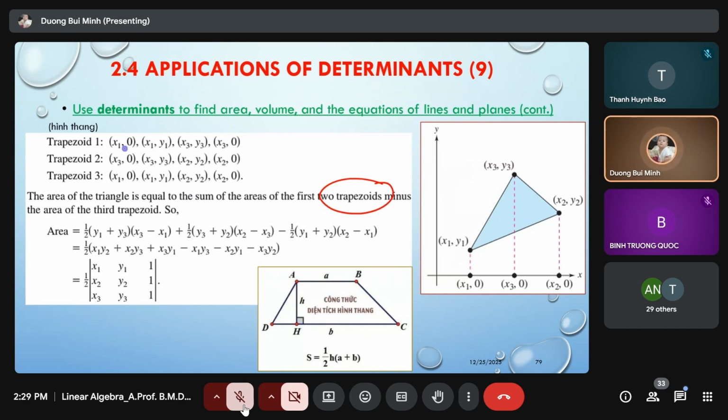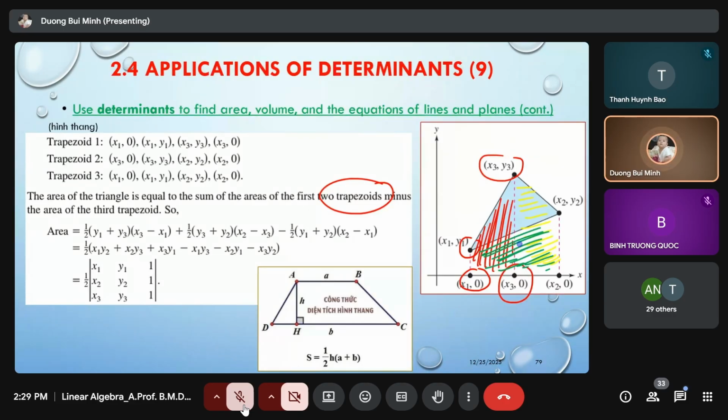We have trapezoid 1: x1, x1, 0 here. Then x1, s1, y1, x3, and then x3, 0. You get this one. Trapezoid 2 will be, let me see, 830, 8330. I mean this one. And trapezoid 3 is x1, 0, x1, 1, x2, 2, and then this one.